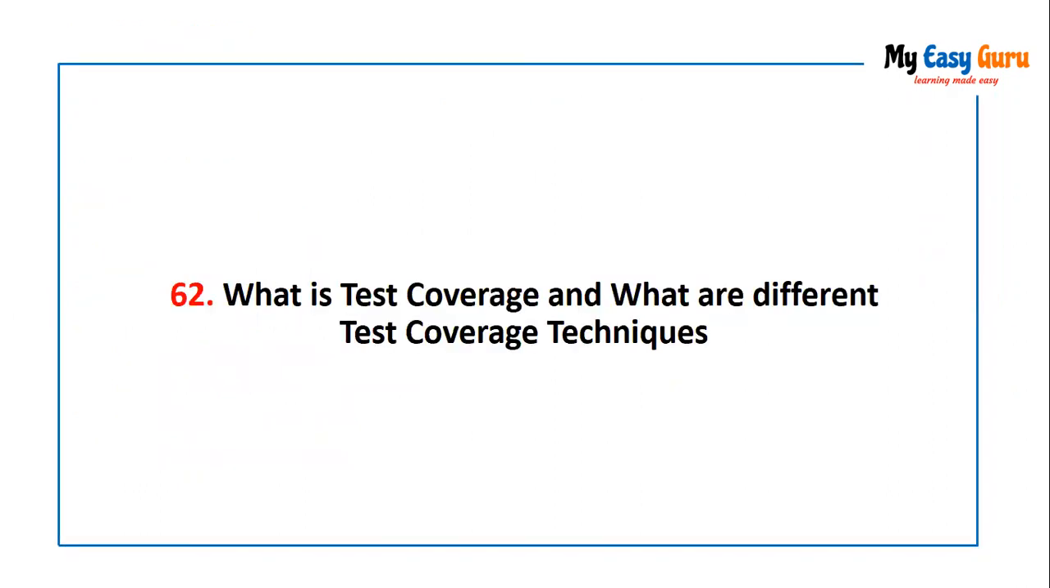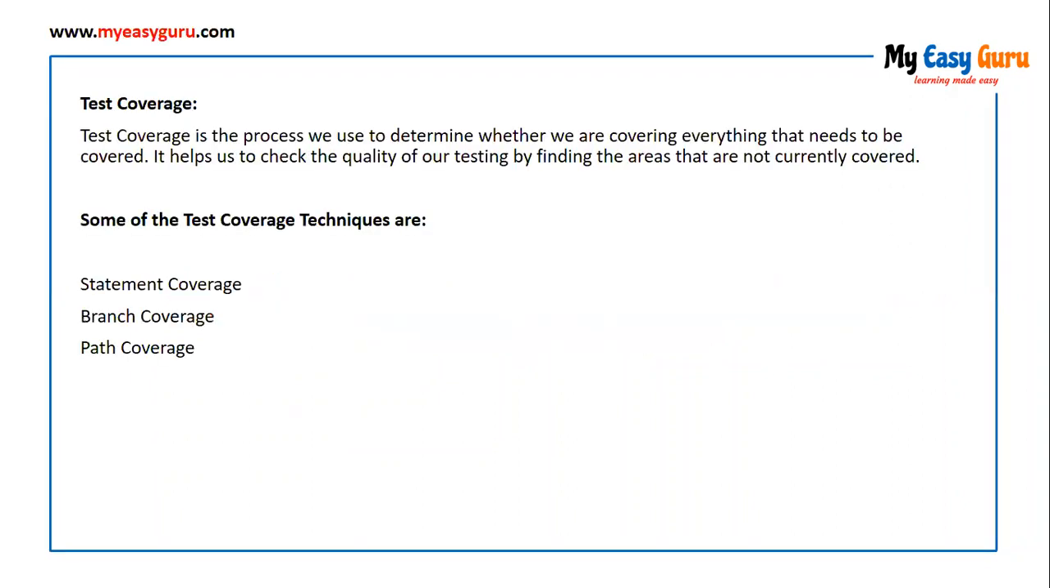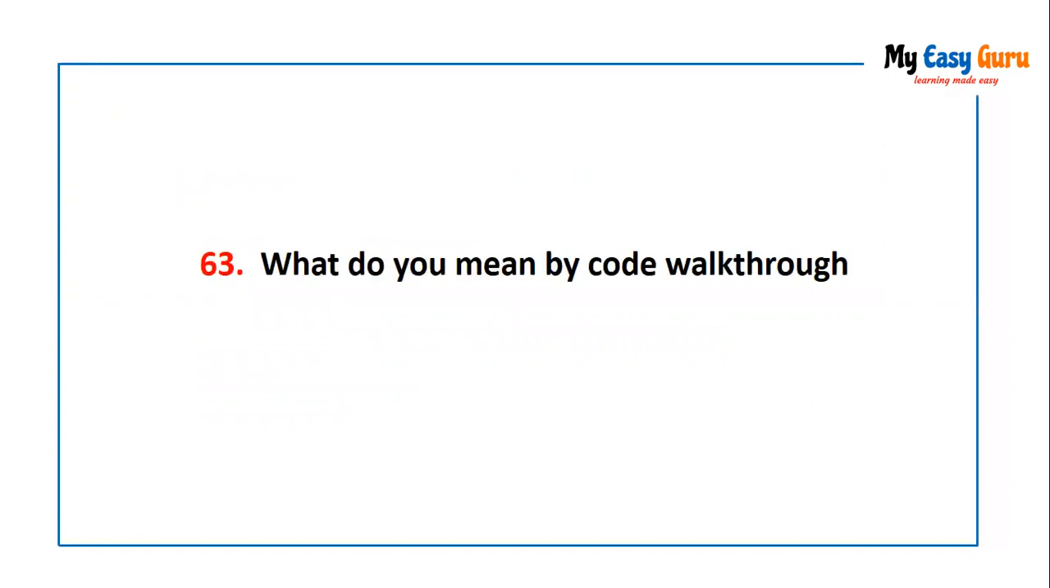The next question is, what is test coverage and what are the different test coverage techniques? The expected answer for this question is, test coverage is the process we use to determine whether we are covering everything that needs to be covered. It helps us to check the quality of our testing by finding the areas that are not currently covered. Some of the common test coverage techniques are statement coverage, branch coverage, and path coverage. So these are the test coverage techniques. Let's go and check out the next question.